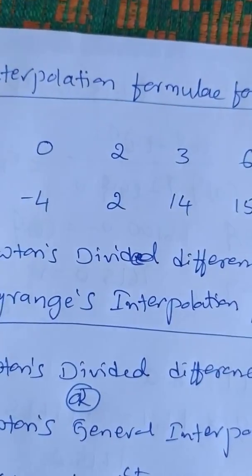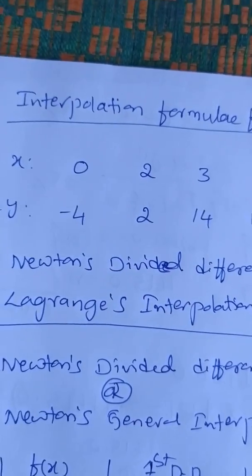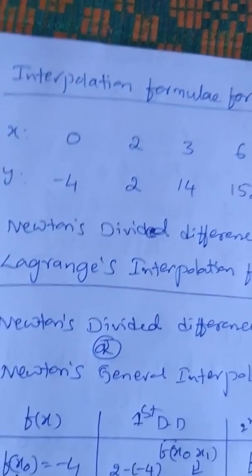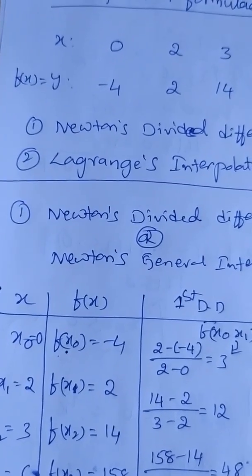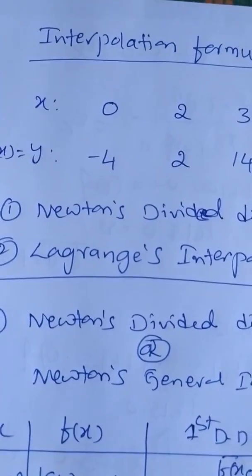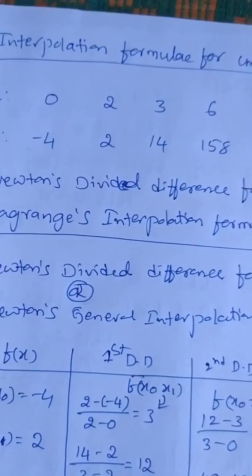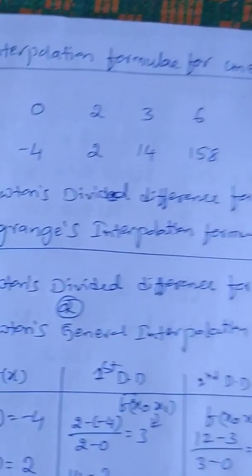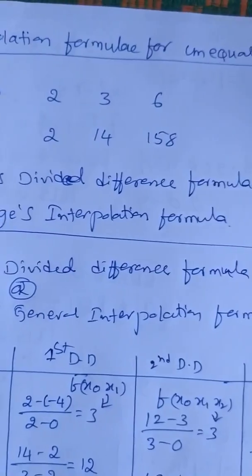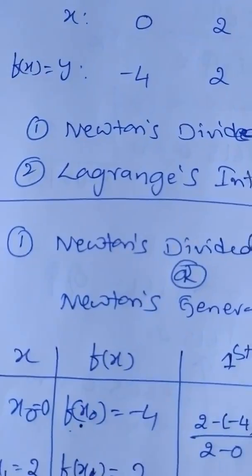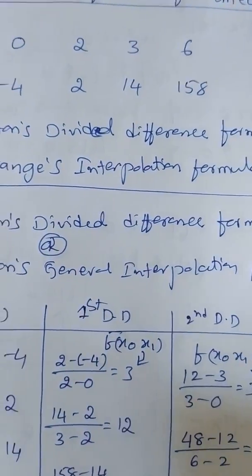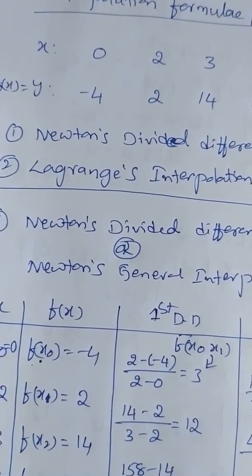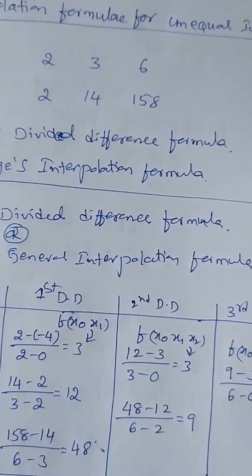Unequal intervals. Okay. In the unequal intervals, to find the values of y or f of x by using the given value of x, we use two methods. The first one is Newton's divided difference formula. And the second one is Lagrange's interpolation formula. Okay, now come to the first one. The Newton's divided difference formula, and this formula is also called Newton's general interpolation formula.